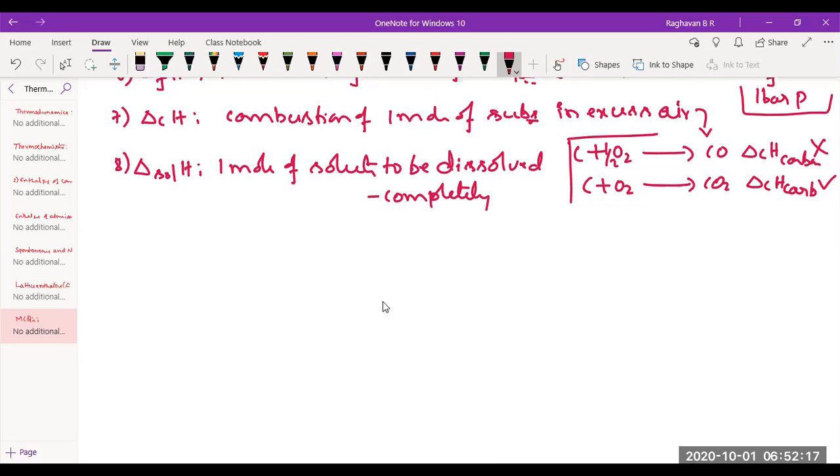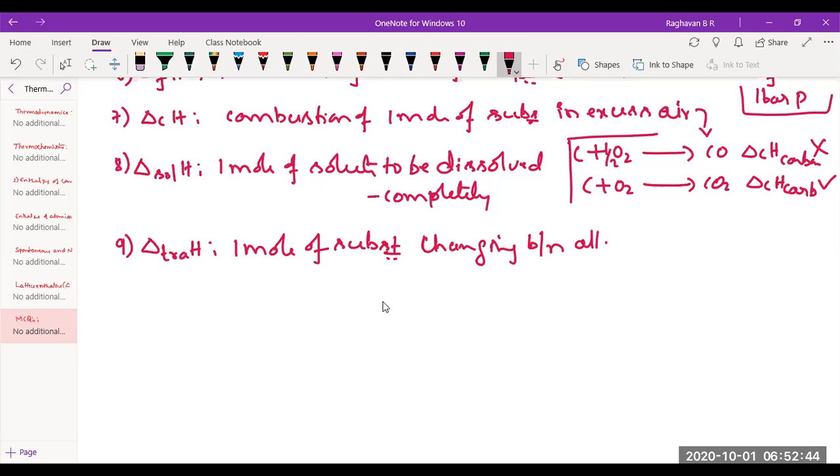Similarly, the 9th one, enthalpy of transition. Transition happens between 2 allotropes. For 1 mole of substance, you need to write an equation for 1 mole of substance changing between allotropes at something called the transition temperature. For example, carbon diamond to graphite, or phosphorus white to red, something like that.